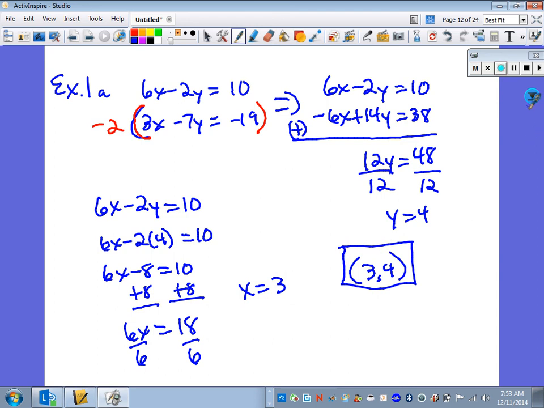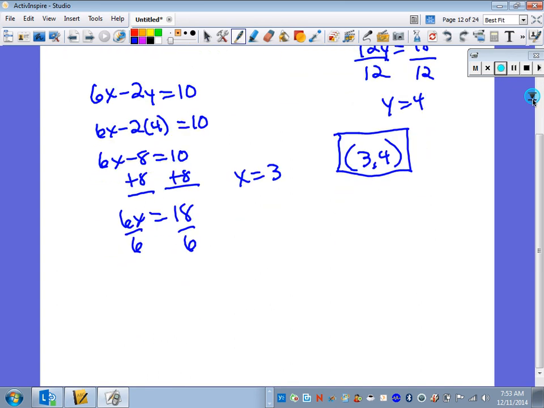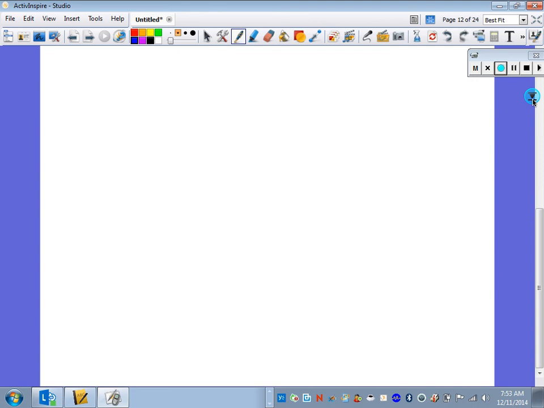We're going to page down. Again, feel free to pause whenever you need to. Okay, and let's do example 1b. That's my second one.